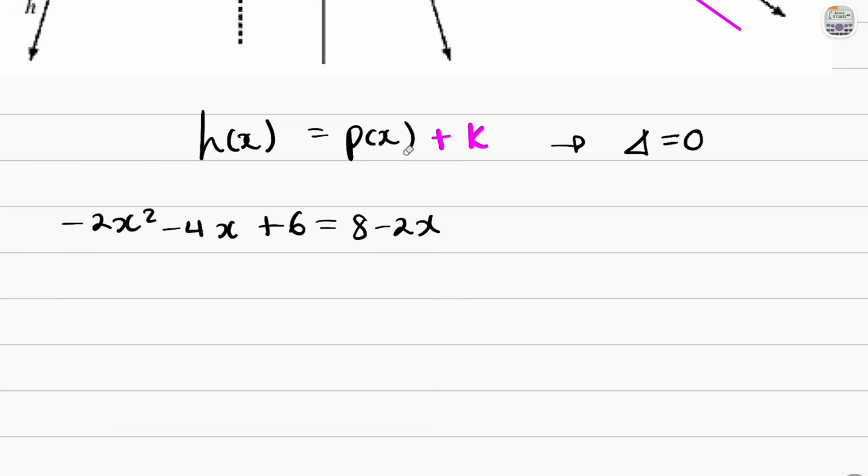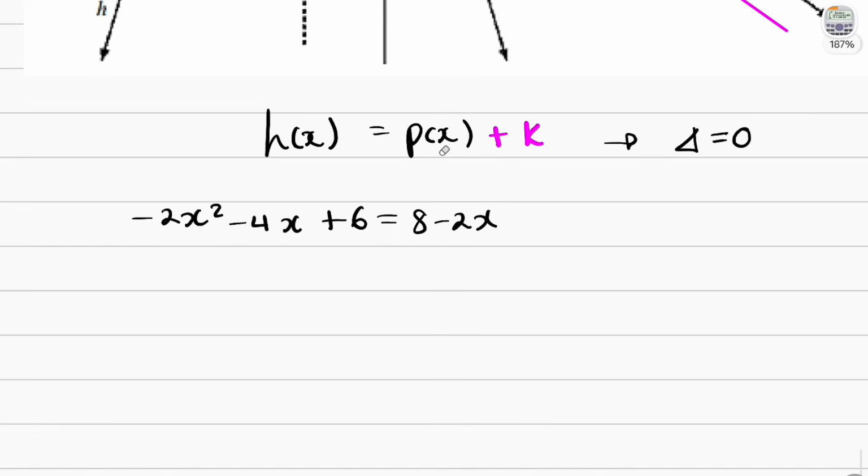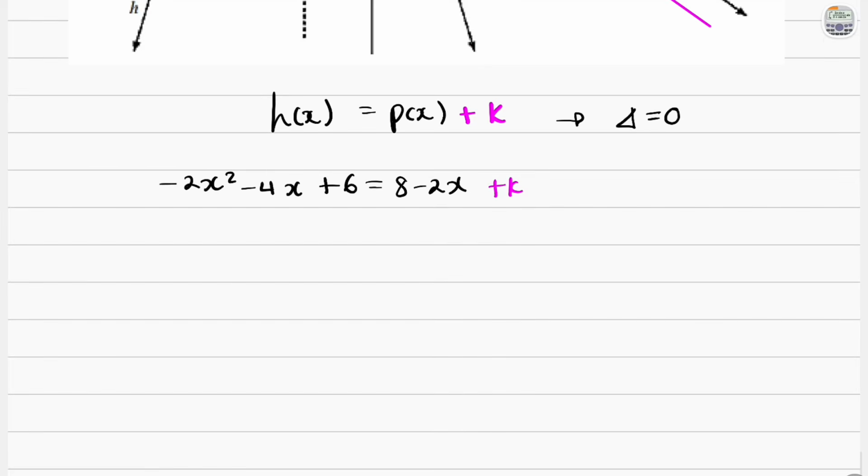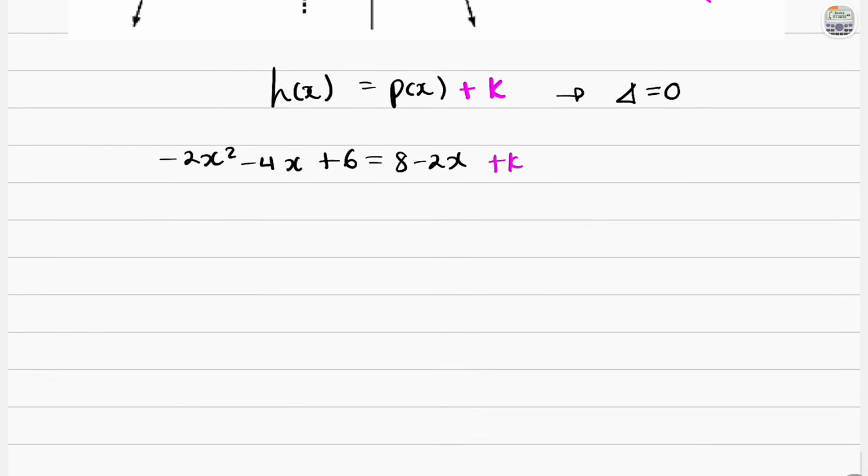How should this graph be shifted so that they intersect at one point? In other words, the graph of P is now a tangent to the graph of H. So I'm going to go with P of X plus K. So add a K here and then figure out what exactly K should be, and that will tell us the translation.